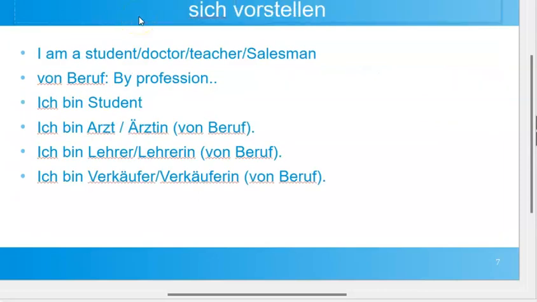Next we talk about profession. So if you are a student, you can say Ich bin Student. So we have these different categories. I've taken a few. For example, I am a student or a doctor or a teacher or a salesman. So when we have to tell something, I am something by profession, we can use this sentence. For example, von Beruf means by profession. So I can say Ich bin Arzt von Beruf, oder Ich bin Ärztin von Beruf.